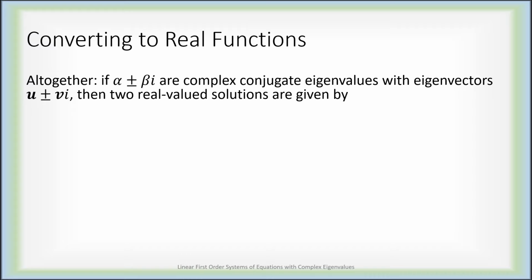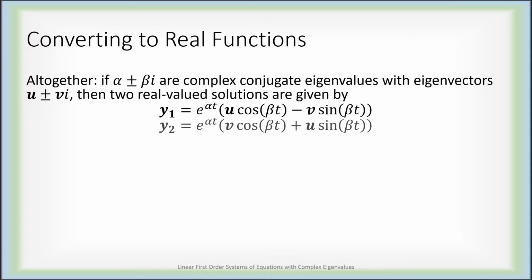All in all, if alpha plus or minus beta i are two complex conjugate eigenvalues with corresponding eigenvectors u plus or minus vi, then two real valued solutions are given by e to the alpha t times (u cosine beta t minus v sine beta t), and e to the alpha t (v cosine beta t plus u sine beta t). This is just a handy thing to remember where it is so you can look it up when you need it.